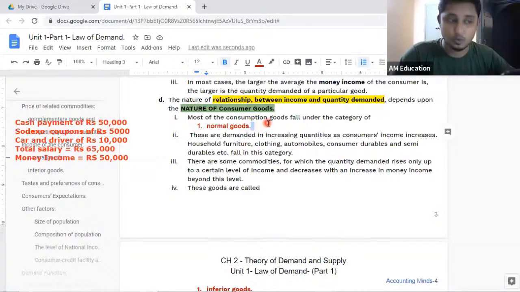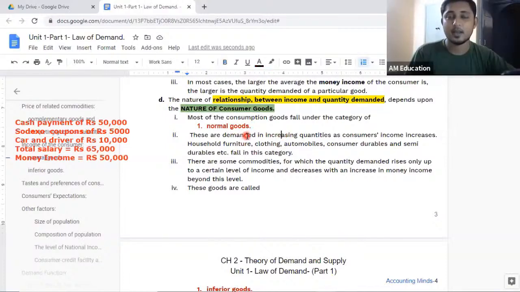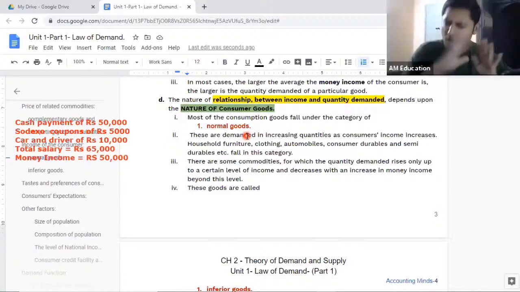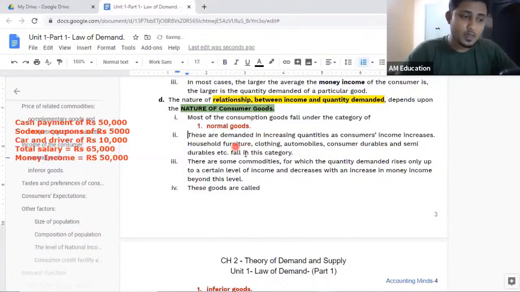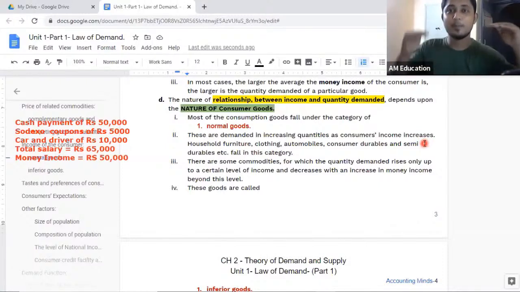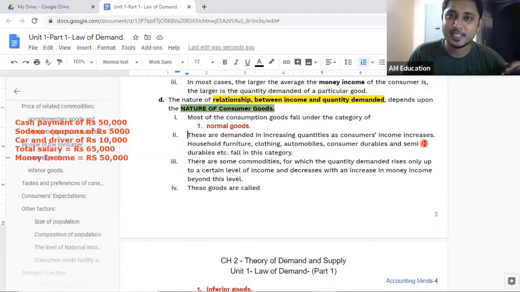Most of the consumption goods fall in the category of normal goods. The rice that we buy, the fruits, the vegetables, the clothes that I buy. These are demanded in increasing quantities as consumer income increases, like my clothes. My income increases, my shopping bill increases. My income decreases, my shopping bill decreases. So, in case of normal goods, the relation is like this.